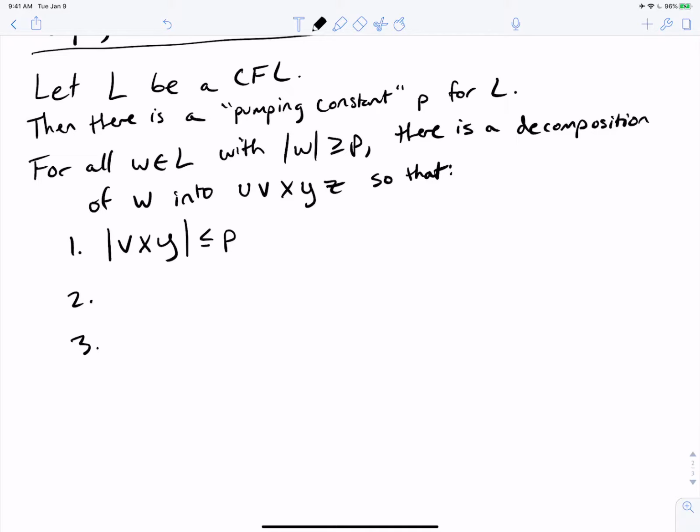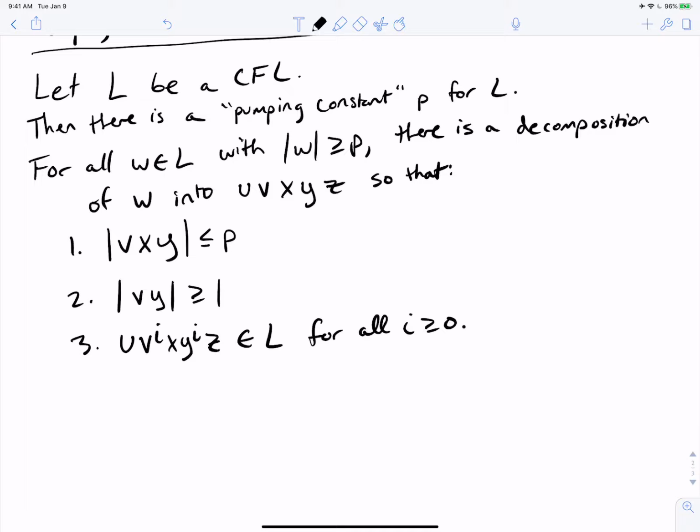The one we derived last time was that the length of VY, so excluding the middle part X, is at least 1. So one of the 2 pumped pieces is not empty. Well, they both might not be empty, but one of them is for sure. And then the final one, which we also made last time, was that uv^i xy^i z is in L for all i at least 0.